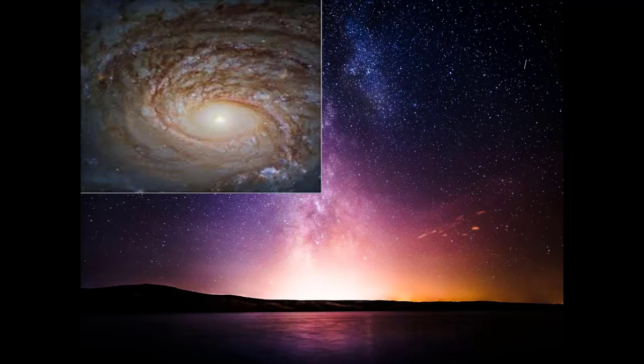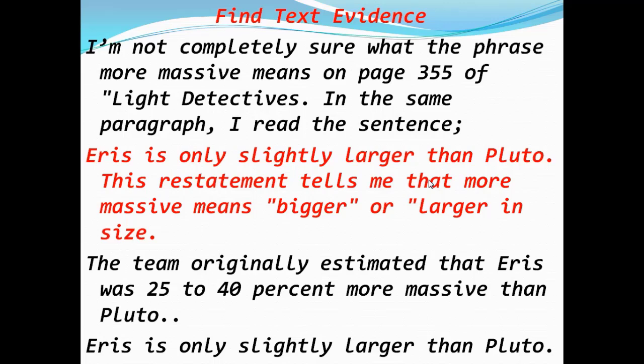Now you can look at the spiral again. These are how did they find the Lie Detectives. One is the whirlpool, which means a spiral. Find text evidence. Evidence means proof from the text.